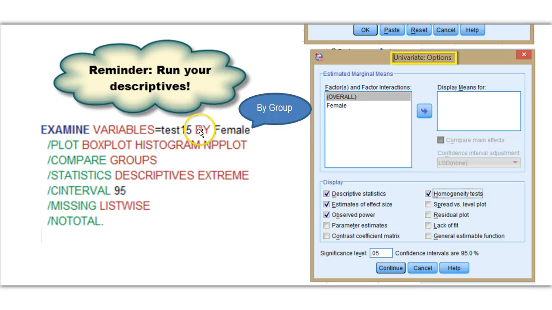Of course, if you want the overall, then you would just eliminate the by statement, the by female, you would get rid of that, and it will give you the descriptives overall. So this is going to give us our box plot, our test for normality, our descriptives, and confidence intervals. So don't forget you need to run your descriptives before you run your Anova and check your assumptions.